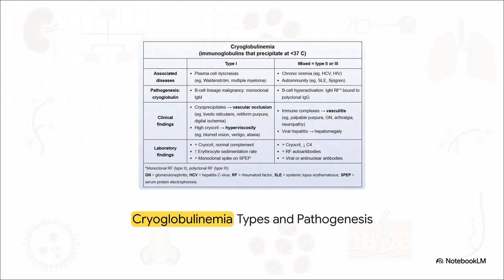Mixed cryoglobulinemia, specifically types II and III, presents as a true immune complex vasculitis. You want to contrast this with type I. Type I is driven more by plasma cell dyscrasias causing hyperviscosity, which gives you livedo reticularis, retiform purpura, and digital ischemia rather than true vasculitis.